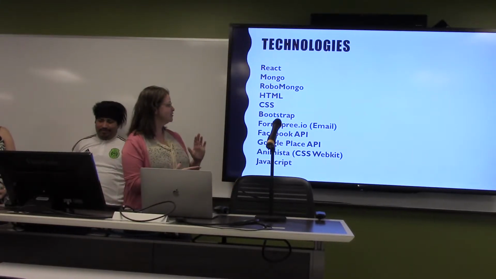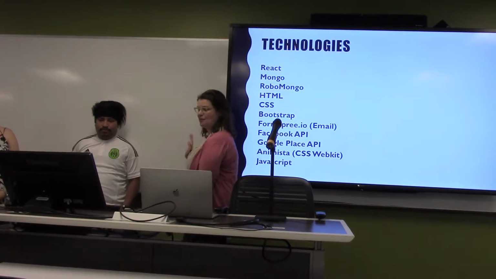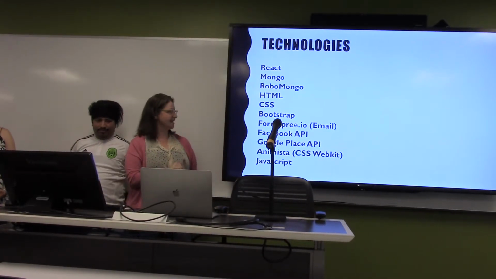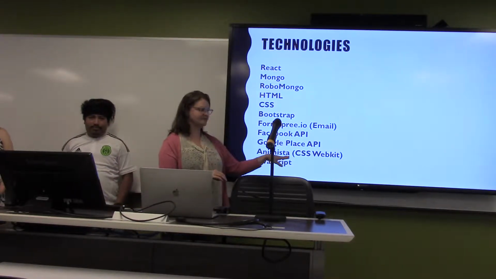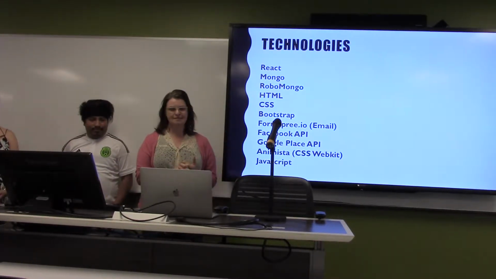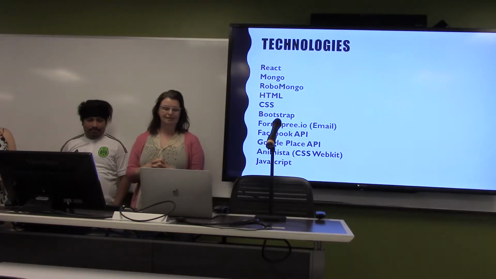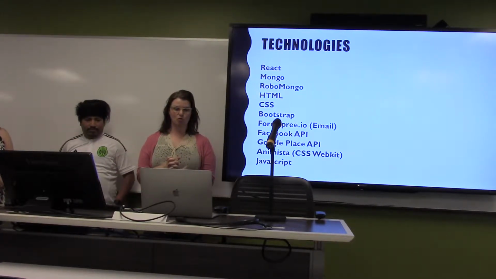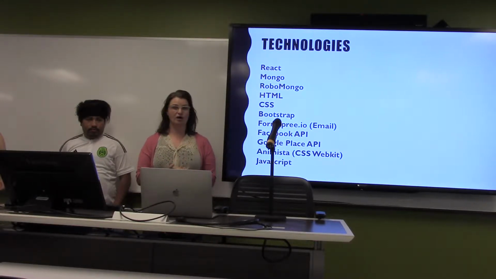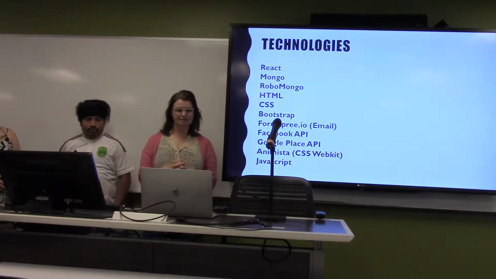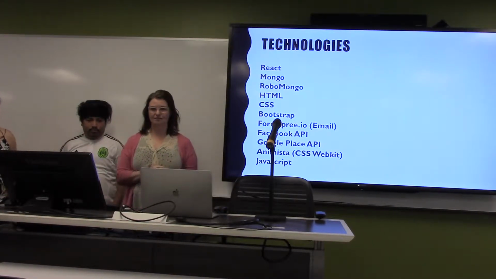For our front end design, our incredibly talented Pablo used Bootstrap and Animista for some interesting animation. And then our incredibly talented Rachel used FormSpree for the email functionality and the Facebook API for user authentication, which has been awesome. And then, of course, JavaScript. Again, all roads lead there, I guess.